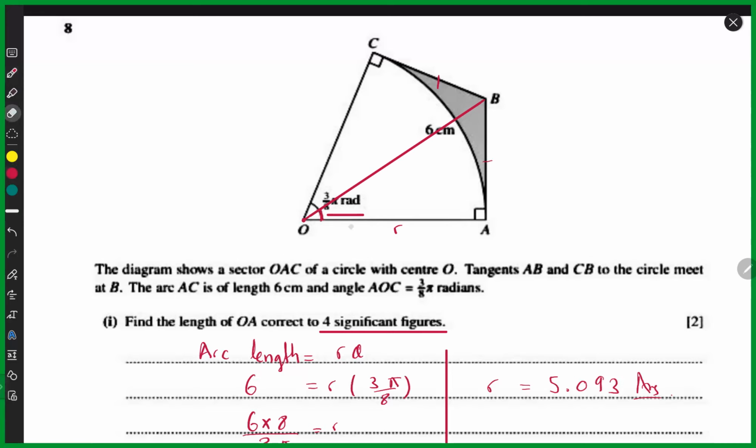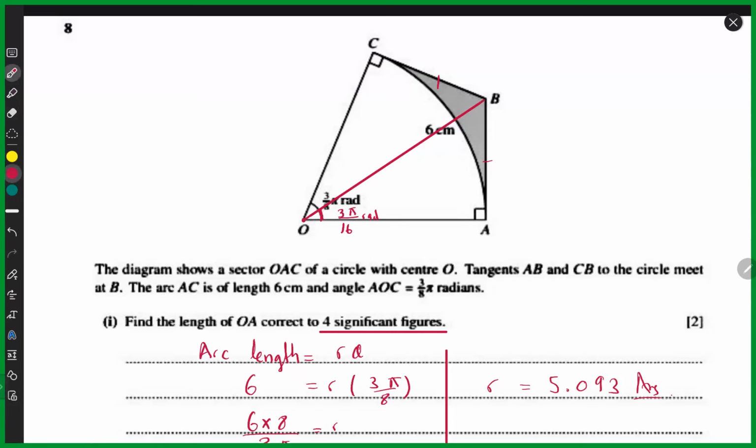It would be half of what we have. Half of 3 pi by 8. So theta we can write as 3 pi by 16, right? It was 3 pi by 8, so I'll half it, and this would give me 3 pi by 16 radians.